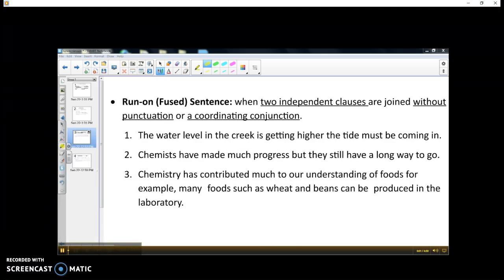In this particular video, we are going to be looking at several examples of run-on sentences and the different methods that you can use to correct them. And number one, we have: the water level in the creek is getting higher. The tide must be coming in.